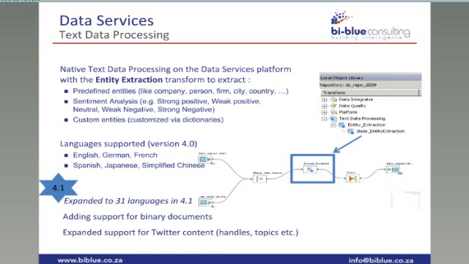From that perspective, this is where I've said now it's been expanded to 31 languages in 4.1. They've added support for binary documents and expanded for Twitter content. So you can see there's quite a bit of work in this text data processing. For instance, on the Twitter content, they've given you an emoticon library, so you can actually use emoticons, all smiley faces, sad faces, to distinguish and tell you whether it's a happy sentiment or a negative sentiment.